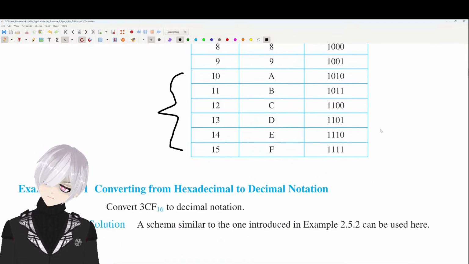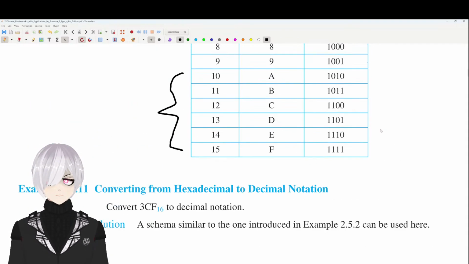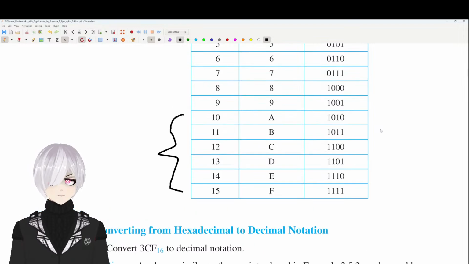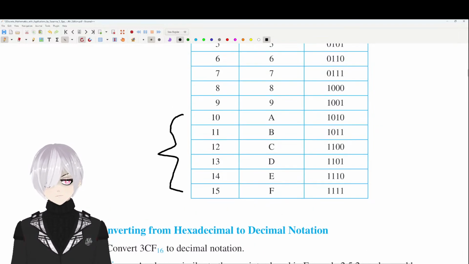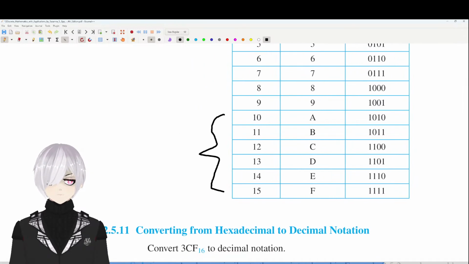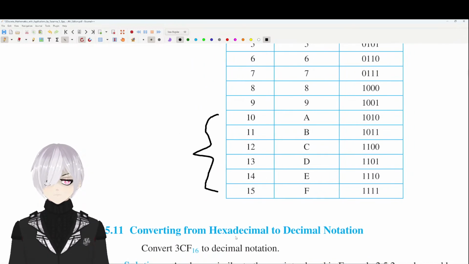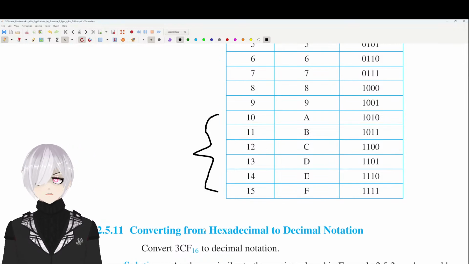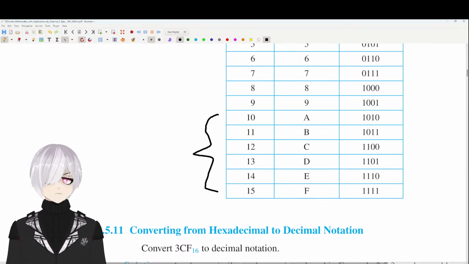Let's see if it's actually easier to convert between hex and decimal than binary and decimal, though. And if it is, I wonder why. I don't know why. I'm curious. It says convert 3CF to decimal notation.